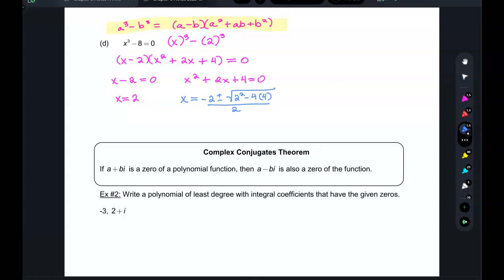Wait, why did you put that in the formula? Because it doesn't factor. Because there are no two numbers that multiply together to give us 4 and add up to 2. I could try 2 and 2, but that adds up to 4. 1 and 4 adds up to 5. Negative 12, right? Yes, so we have 4 minus 16 under the radical.